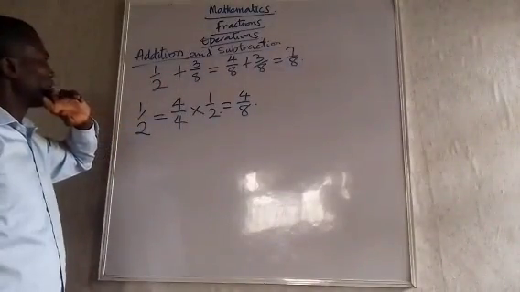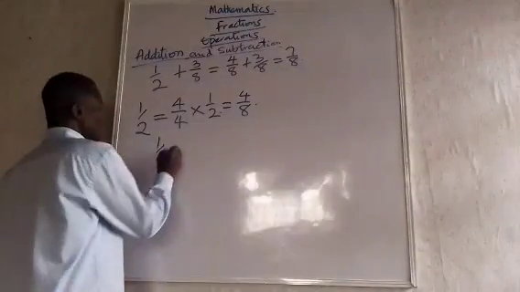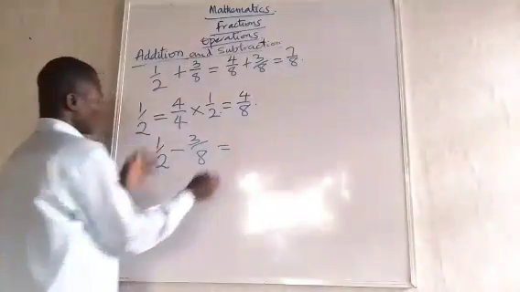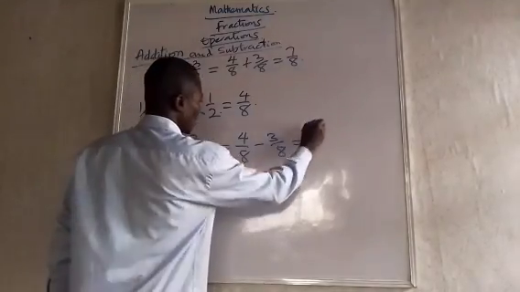And I can make it easy for myself. Okay, let's look at subtraction. Half minus 3 over 8. With this now, I can say 4 over 8 minus 3 over 8, which is 1 over 8.